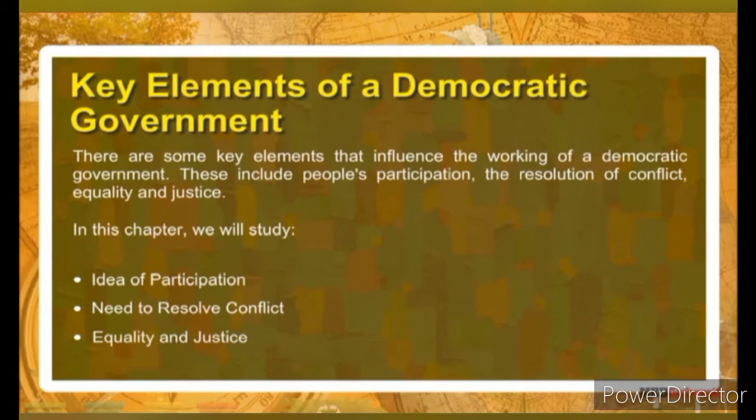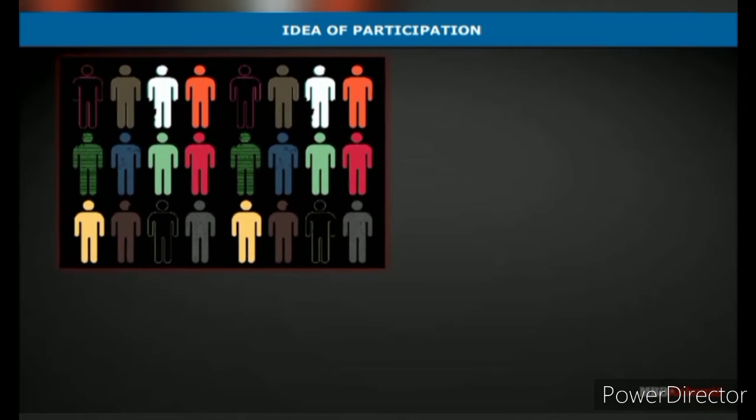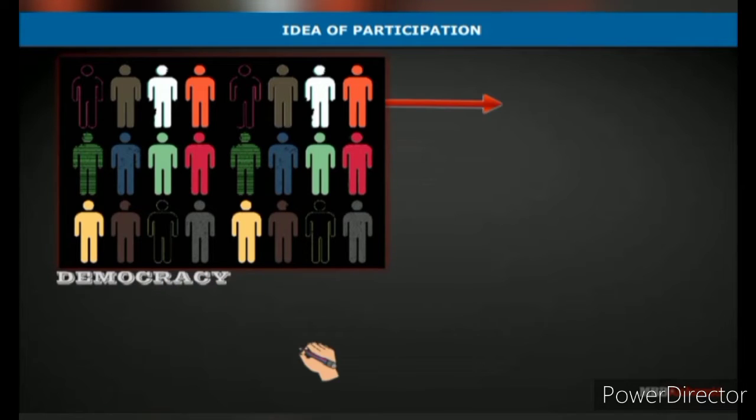Introduction. There are some key elements that influence the working of a democratic government. These include people's participation, the resolution of conflict, equality, and justice. In this chapter, we will study the idea of participation. In a democracy, elections are meant to give power to the common masses.